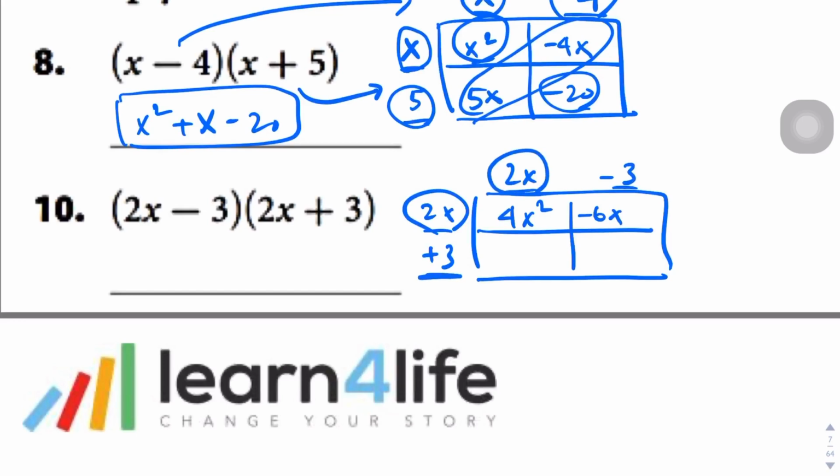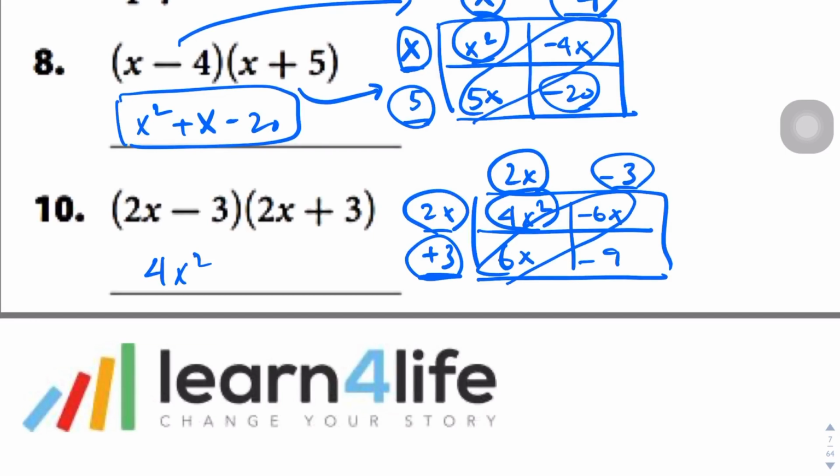3 times 2x gets us 6x. And then lastly, 3 times negative 3 gets us to negative 9. All right, and this one's interesting because, okay, let's just go ahead and write this out first. 4x squared, and then 6 and negative 6 are going to cancel each other out, right? Yeah, the same thing. 1 minus 1 is 0.